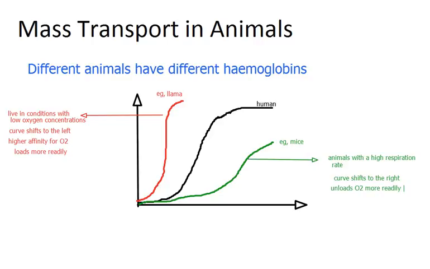Okay, so the green curve represents animals with a high respiration rate. The curve is shifted to the right, which means that they have a low affinity for oxygen, and so it unloads oxygen more readily. Oxygen is needed for respiration, so more oxygen means they can carry out respiration more readily. This is often in small animals who have high metabolic rates to maintain their temperature, so they have a faster respiration rate too.